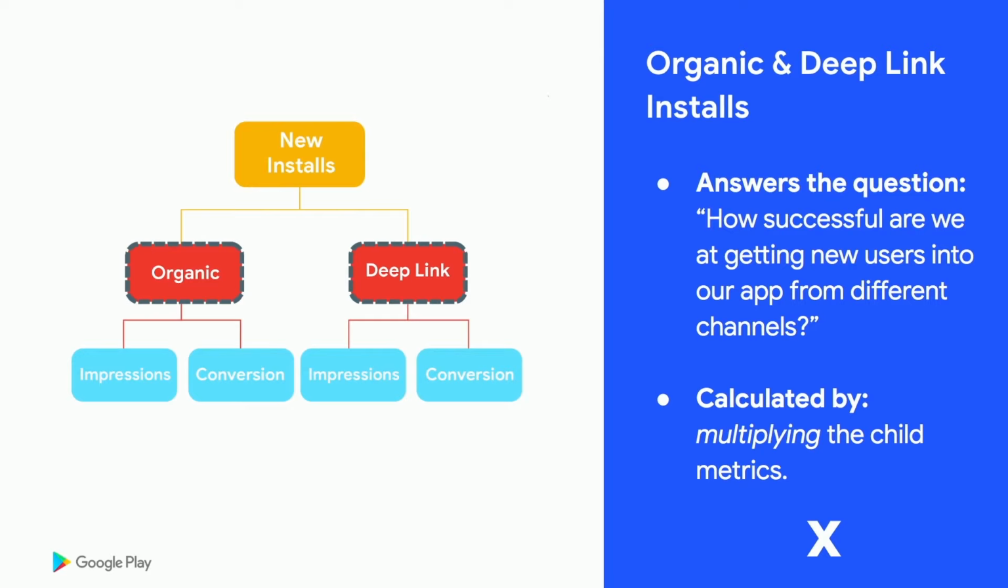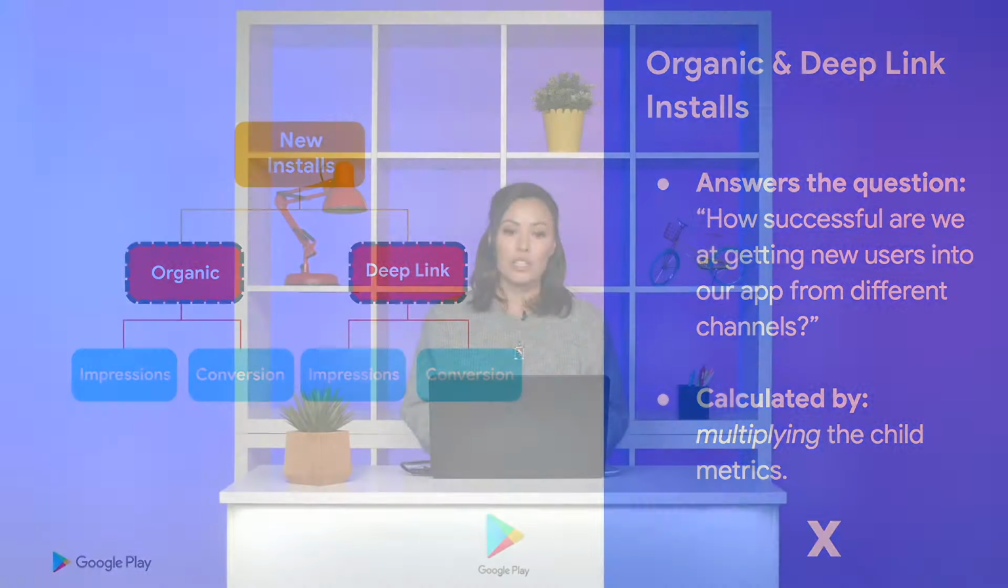So you're going to actually multiply the impressions and conversions in order to get the parent value of the organic ratio of new users and the deep link ratio of new users. So let's quickly cover how you would think about driving more impressions on the store. So you have these levers of driving more impressions or driving more conversions.